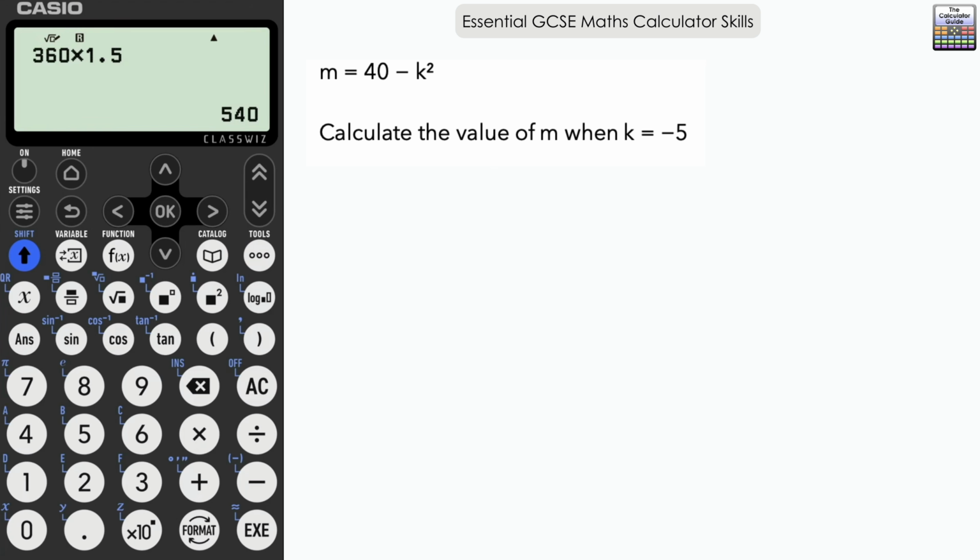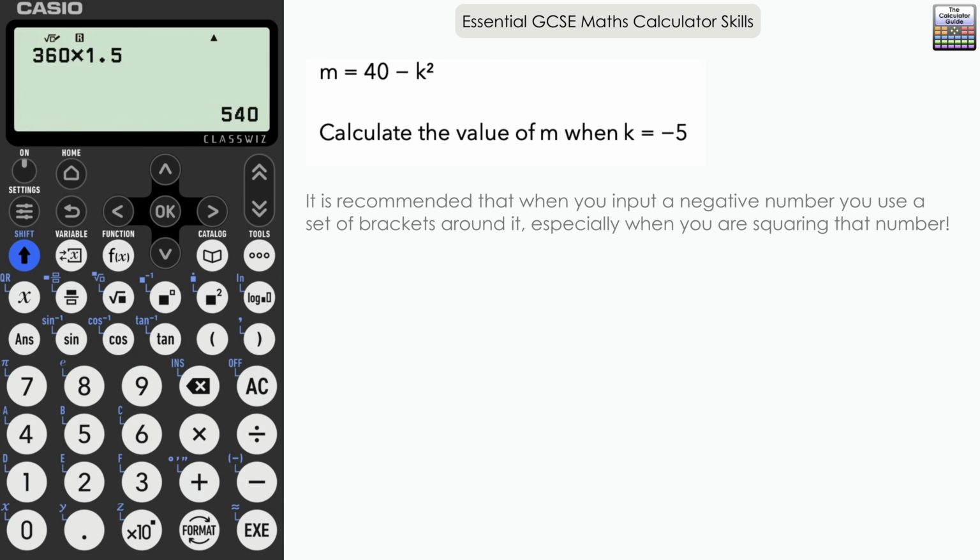m equals 40 minus k squared. Calculate the value of m when k equals -5. Now, you must be very careful when inputting a negative number, particularly when it's squared, so that the calculator knows how to process that calculation correctly. Again, I will just comment, many of you may be able to work this out without a calculator. I will just show you the full calculator method.